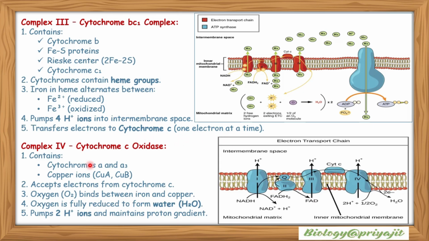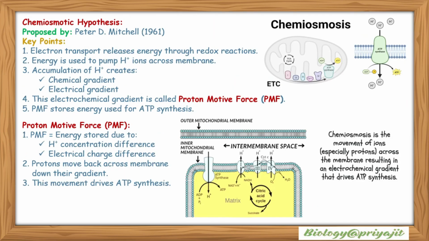Then what does complex 4 do? Cytochrome C oxidase contains cytochrome A and A3, and copper ions CuA and CuB. It accepts electrons from cytochrome C, and then oxygen binds between iron and copper. Then oxygen is fully reduced to form water, and then it pumps 2 H⁺ ions and maintains the proton gradient.